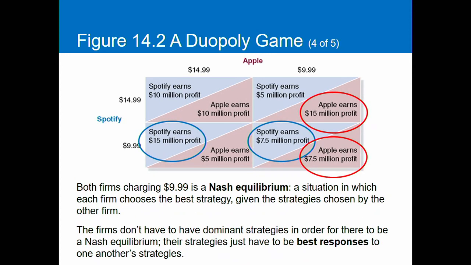We call both firms charging $9.99, so the bottom right-hand corner, a Nash equilibrium. So that's a firm choosing the best payout for them based on the choice by the other firm.